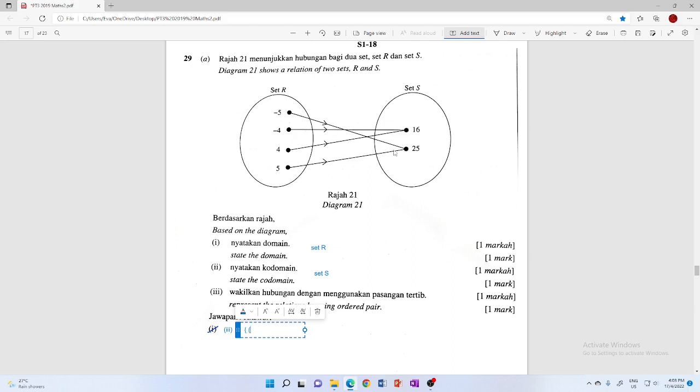So -5 and 25 is a pair, and the next is -4 with 16. The next pair is 4 with 16. Next 5 with 25. That's it.